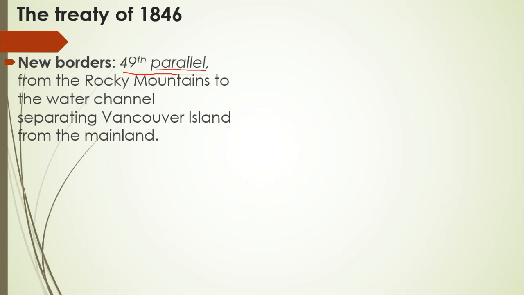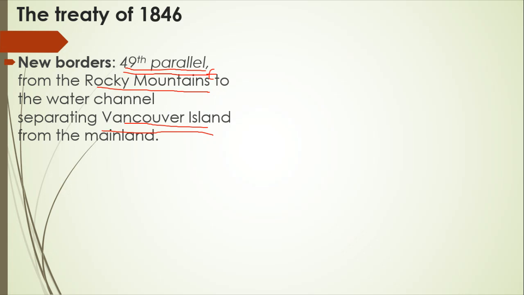It's not the 5440 line, so Polk didn't quite get what he wanted, but it's also not the Columbia River, so England didn't quite get what they wanted. Again, it's a compromise. So here are the new borders. The 49th parallel from the Rocky Mountains, this would be the Rocky Mountains in the east, right, to the water channel separating Vancouver Island from the mainland.